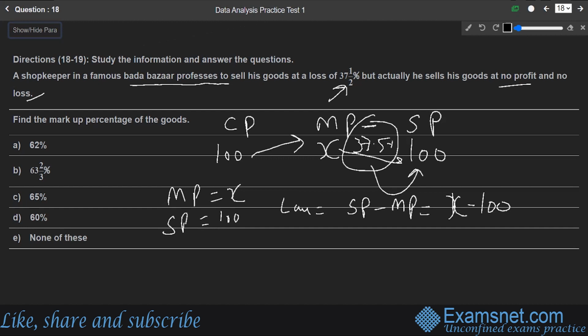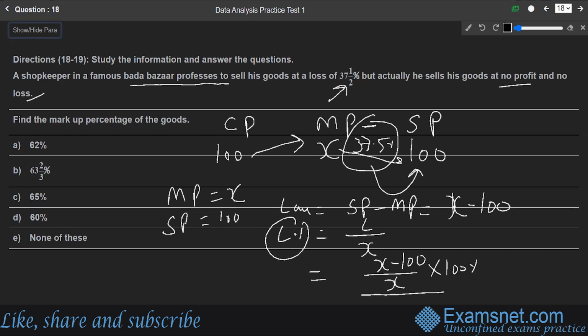Okay. Now, how to calculate the loss percentage? Loss percentage is always calculated as loss divided by the value on which the loss has occurred. That value is nothing but your X itself, loss divided by X. So how much is that value? It's going to be X minus 100 divided by X into 100%, because the loss has been asked in percentage. So we have to multiply the whole value by 100%. And this, they are saying, is 37.5%. Okay. Now clearly we are supposed to solve for X, and that will be the markup value only.